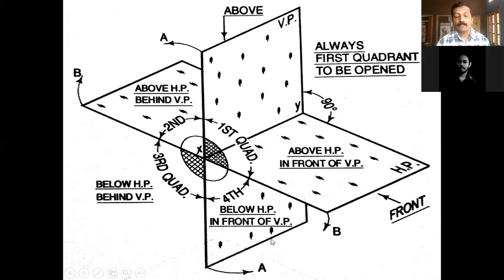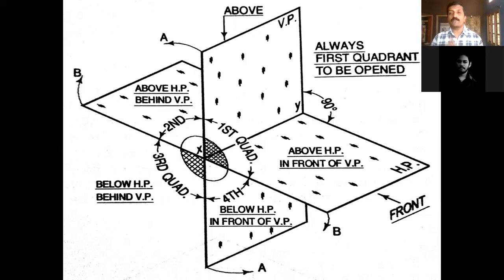Similarly, for the fourth quadrant, the object is here, and the observer is nearer to the fourth quadrant also. So the position of the object with respect to HP and VP is below HP and in front of VP. Like this, you have to remember the position of the object with respect to HP and VP. With this knowledge, you can identify which quadrant the object is situated in.